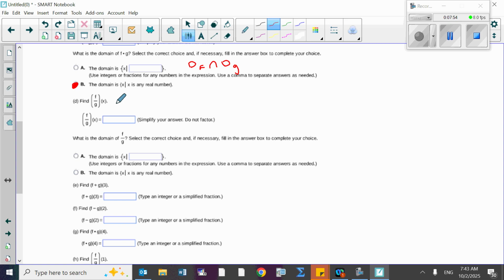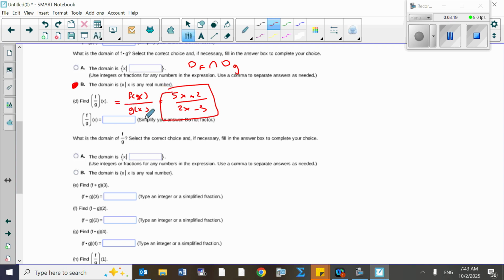So you're going to divide the two functions. This is f of x over g of x. So that's (5x + 2) over (2x - 3). And I cannot simplify this, so this is my final answer for f over g. That's the answer. Now I want to find the domain of this function.